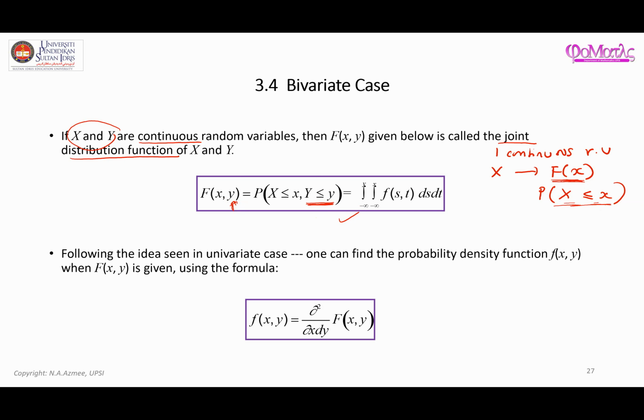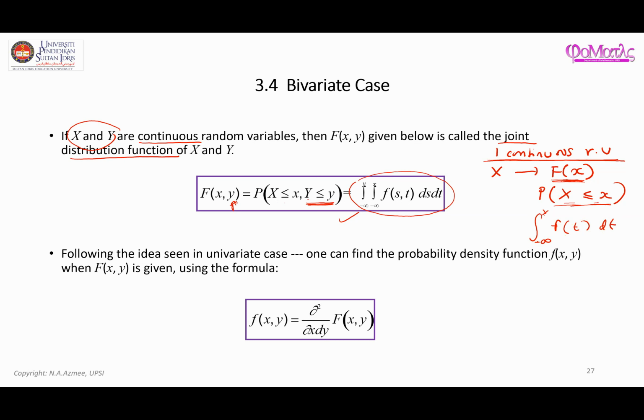So we are interested in the joint distribution function, x and y happening together, defined as such. Therefore it makes sense that the process here is going to involve a double integral instead of a single integral. Remember, in the case of one continuous random variable, you have to integrate only one time the function f, with the limit from negative infinity to x.